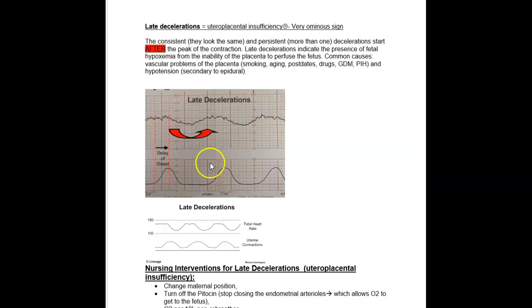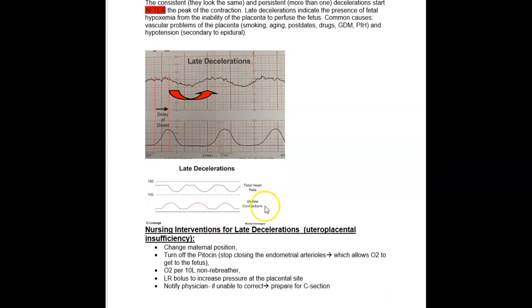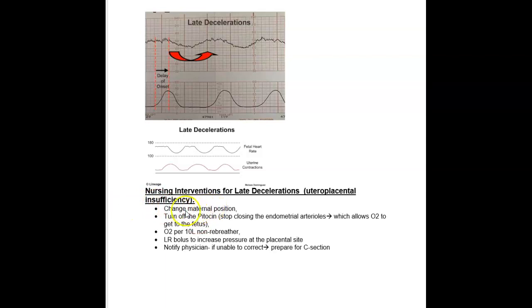So what are we going to do to help our baby? Change positions. Of course, we're going to see maybe is there some compression on the placenta. Turn off the Pitocin if the Pitocin is running. That stops contractions, so theoretically it should stop these decelerations. Give O2 via a 10-liter non-rebreather to get more oxygen in mom, to get more oxygen to the gap. Give an LR bolus, a lactated Ringer's bolus, to increase the vascular pressure, to push all of that oxygen over to the gap. And notify the physician if we can't correct it, and we need to have a C-section because we could have very ominous outcomes.